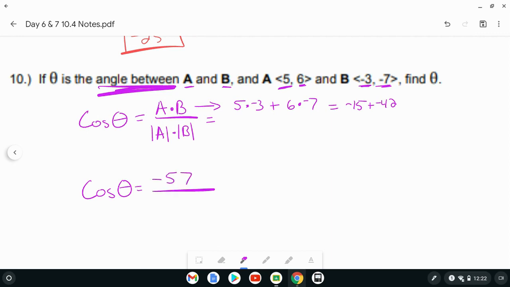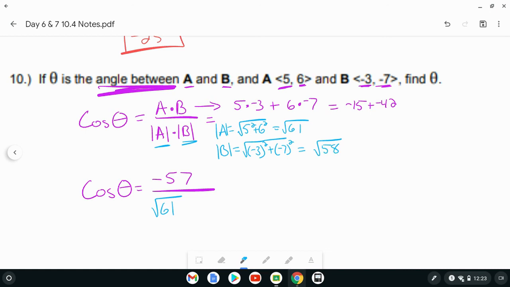So there's our numerator. Now on the side, let's find the magnitudes of these two vectors. So for vector A, the magnitude would be 5 squared plus 6 squared, all in the square root. You end up with the square root of 61. For the magnitude of vector B, square root of, be careful with the parentheses, -3 squared plus -7 squared, you end up with the square root of 58. 49 plus 9, square root of 58.